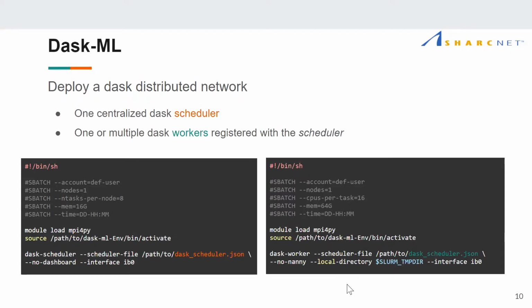When a Dask worker is working, very often it will spill some extra data to a temporary disk. It is a good practice to use the --local-directory option and specify the value as the Slurm temporary directory, to point to the local disk on the compute node for those temporary data. This avoids any impact on the shared network file system.